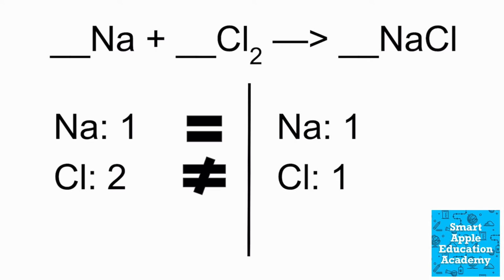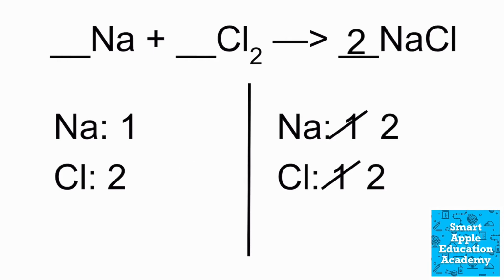These numbers are equivalent. However, for the chlorine, there are 2 chlorines on the left side and 1 chlorine on the right side, so these numbers are not equivalent. But we have to make these numbers equivalent in order to balance out this chemical equation. So what can we do? We can put a coefficient in front of NaCl, or sodium chloride. We can put down a coefficient of 2.